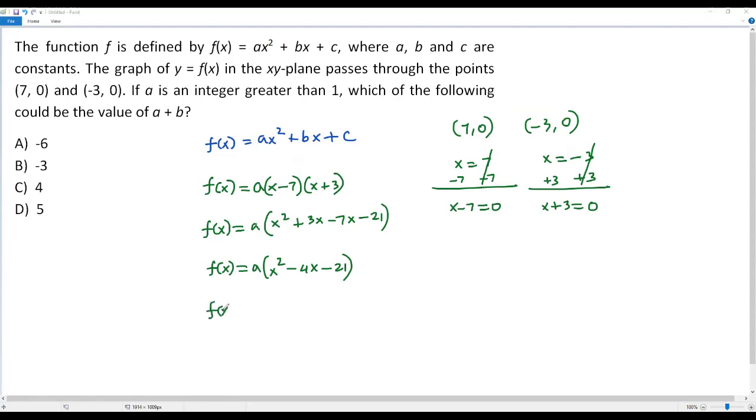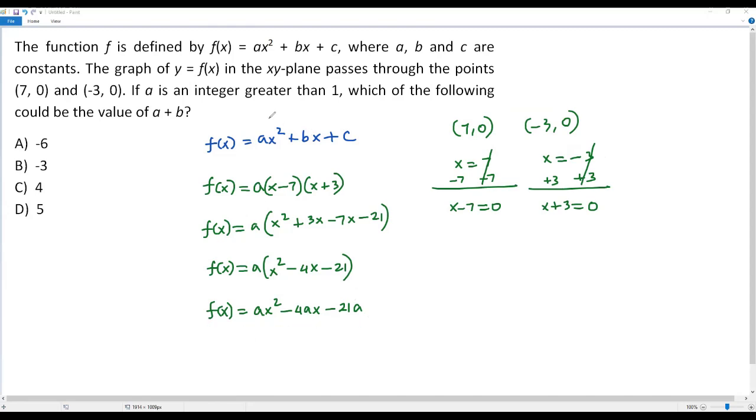Okay, then we get f of x equals, we can distribute this a to x squared, negative 4x, and negative 21. Then I am getting ax squared. When I multiply this a and negative 4x, I am getting negative 4ax. And when I multiply this a and negative 21, I am getting negative 21a. Okay, now I got the given function in this format.